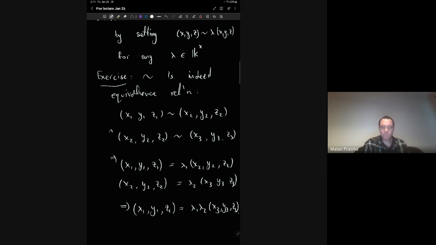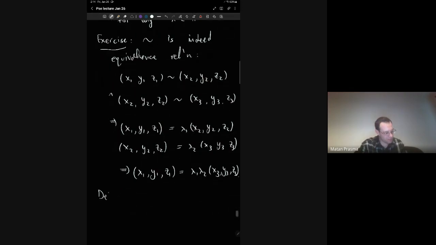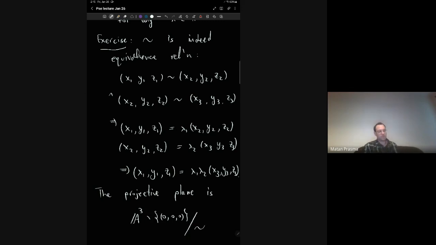The way to view it: the projective plane is this set, the affine space minus the origin, which is a set with an equivalence relation, and I can take the quotient. This is called P_K^2.